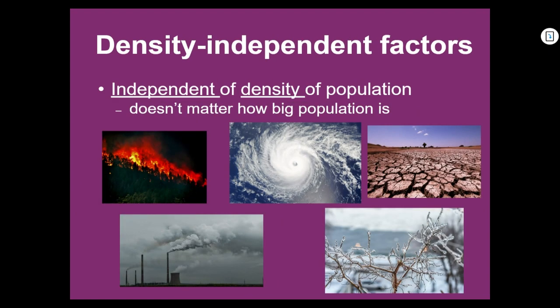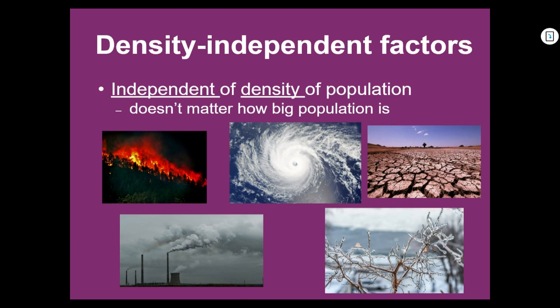Right? Then you have density independent factors. So independent of density of population, it doesn't matter how big the population is. These things are going to happen. And I don't know, now with humans, though, it's kind of different because we've kind of messed up the whole earth. So we've kind of affected a lot of these things. But usually it doesn't matter how big a population is.